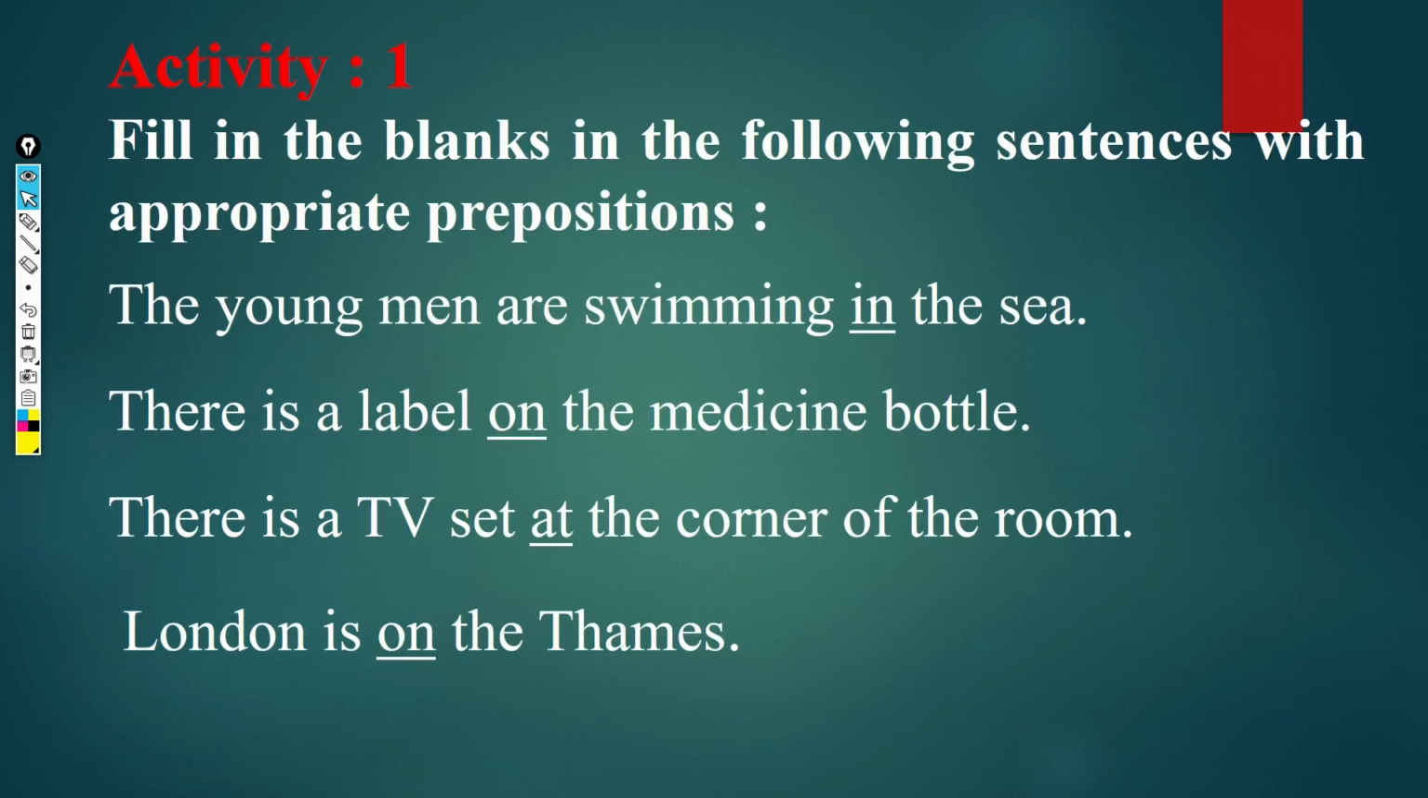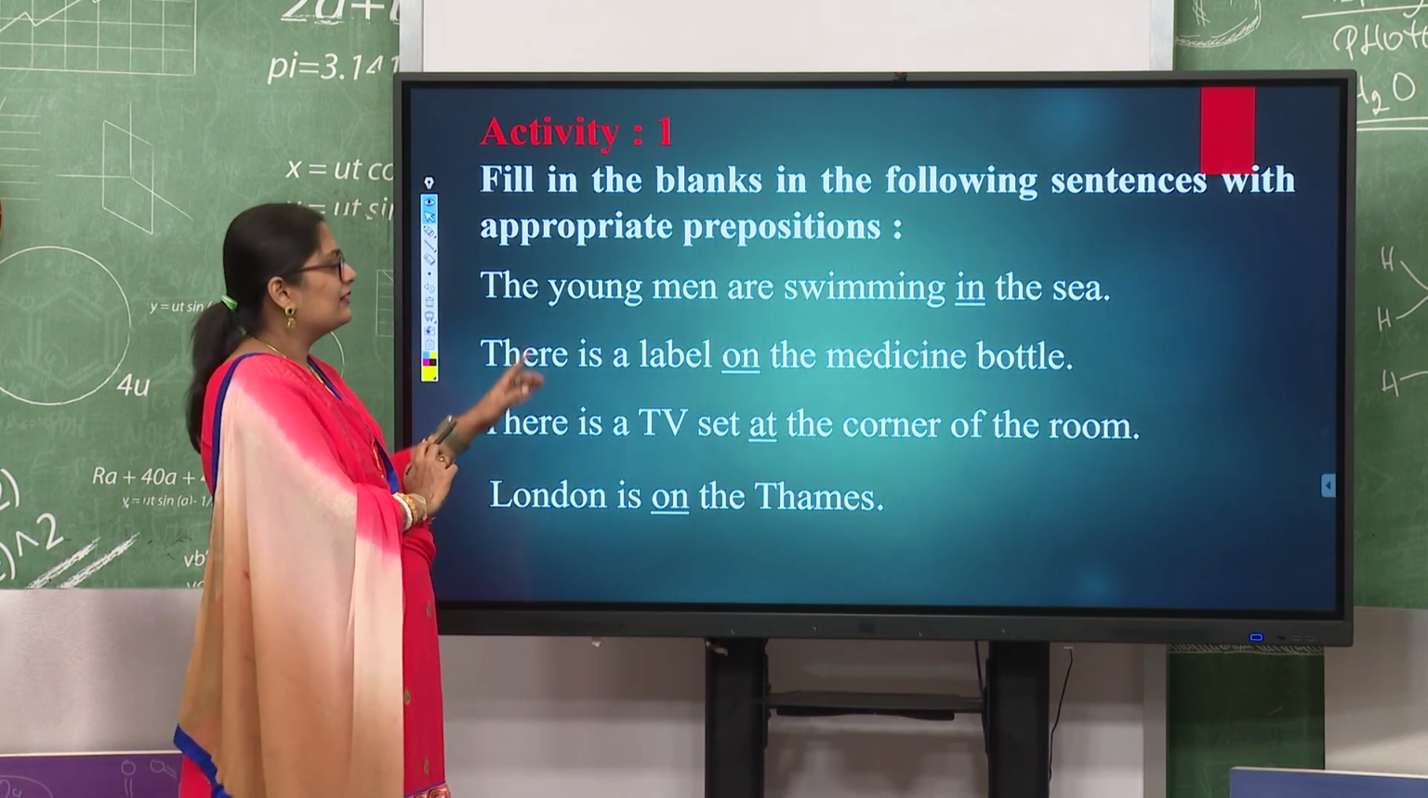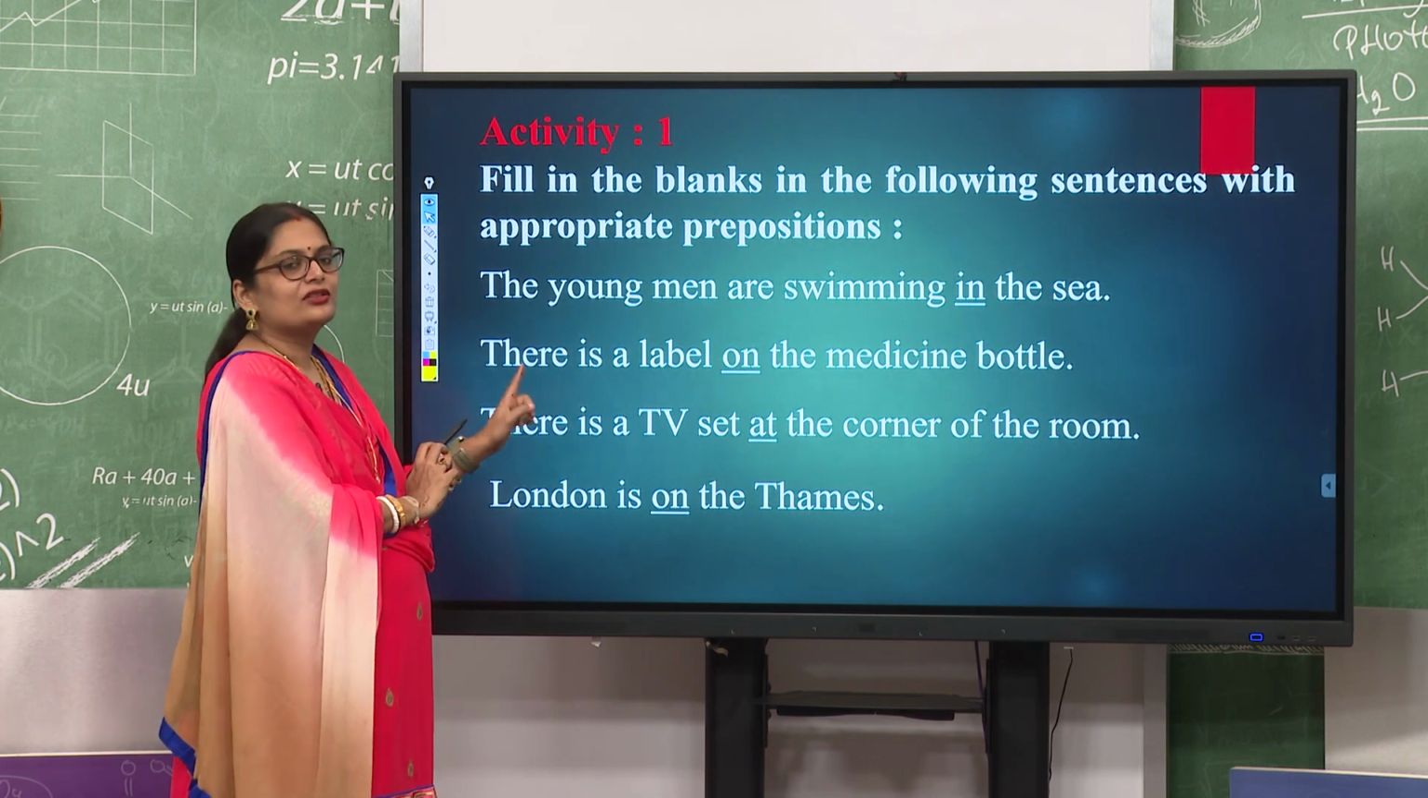Now, fill in the blanks in the following sentences with the appropriate prepositions. The young man is swimming dash the sea. What will the preposition be? In. There is a label dash the medicine bottle. What will be the preposition that you will use? It will be on. There is a TV set dash the corner of the room. What will be the appropriate preposition? It will be at. Next sentence, London is dash the Thames. What is the preposition that you will use? It is on. So, look at this particular slide. What are the prepositions used in different cases? In, on, at, on.